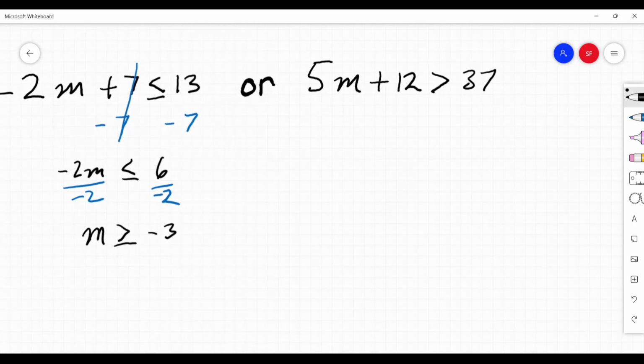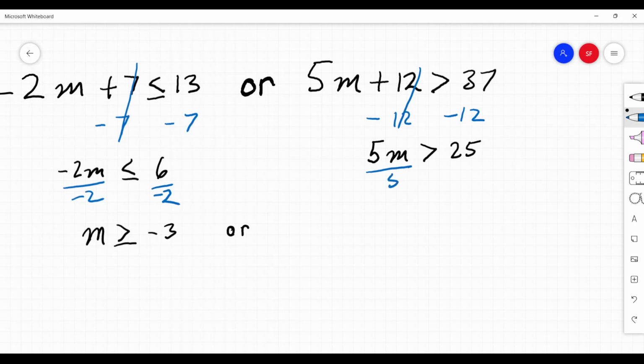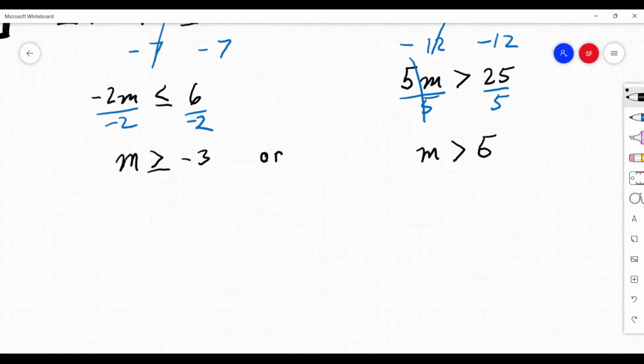This part, so or. Subtract 12 from both sides. 37 minus 12 is 25. And then we divide by 5 and end up with m greater than 5. Then we're going to graph the thing.